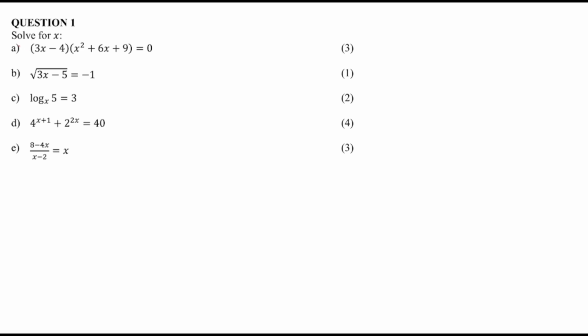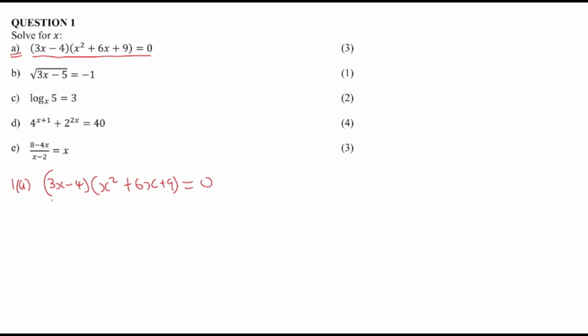Welcome back. We're looking at question 1a. We're solving for x, right? If you look at this question here, there's no need to expand this. We are already given the factors. We are given that (3x - 4)(x² + 6x + 9) = 0.